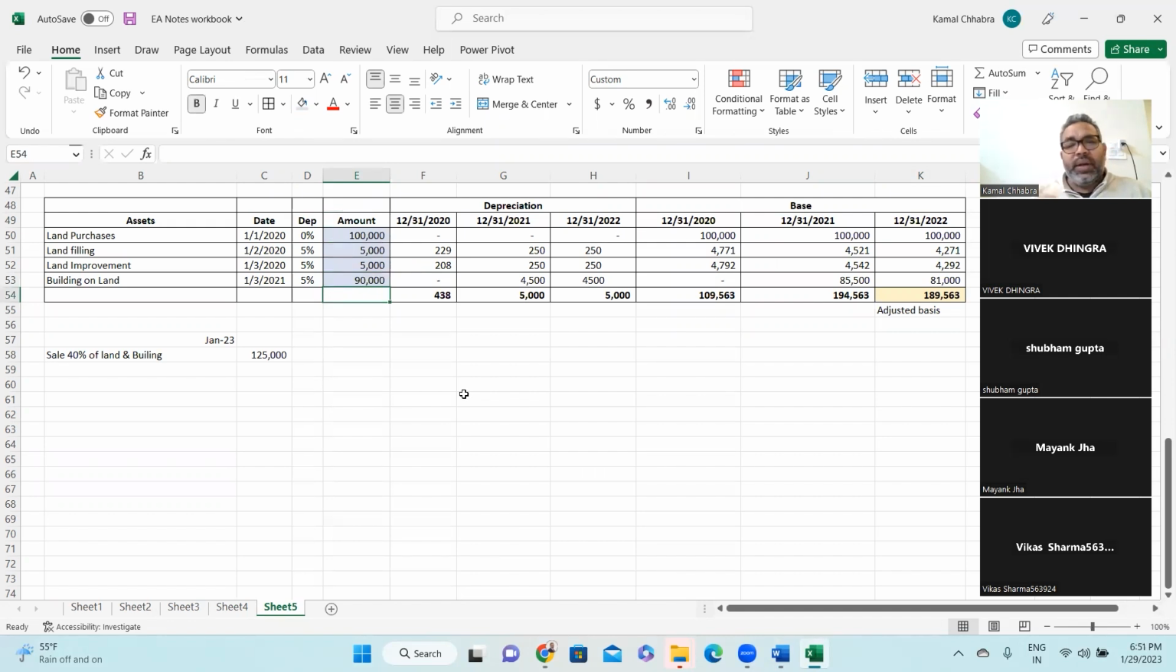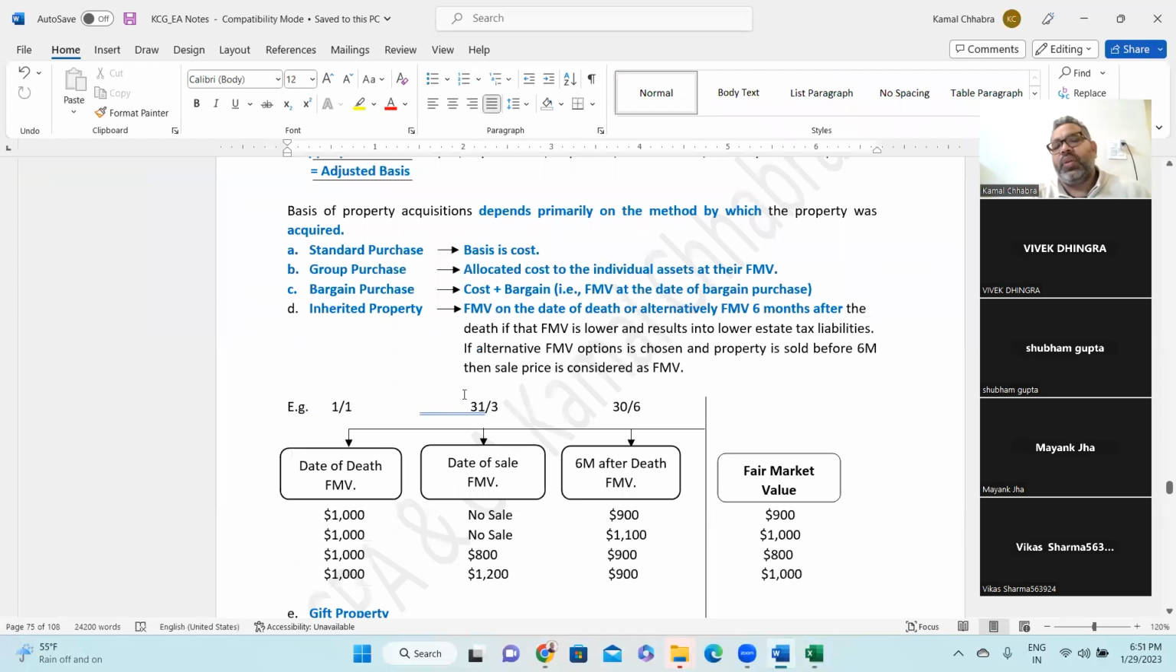So as of now, we are discussing basis of assets, right? Basis starts with the original cost first, and then additions minus depreciation. First thing is how we come to this $100,000, $5,000, $5,000, and $90,000. If you are purchasing something, like any product or any machinery, whatever cost you have paid for it is considered the original basis, right?